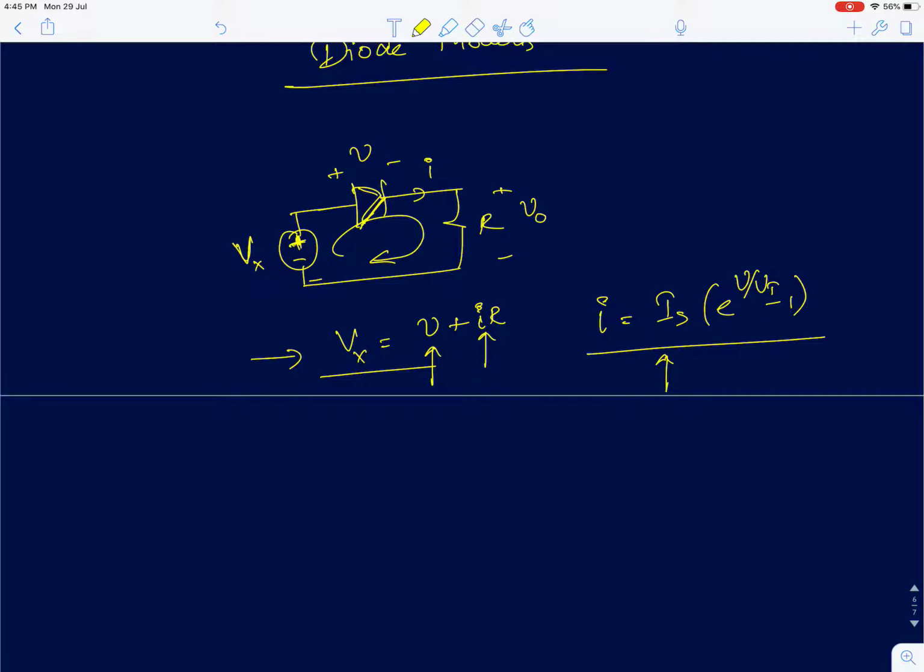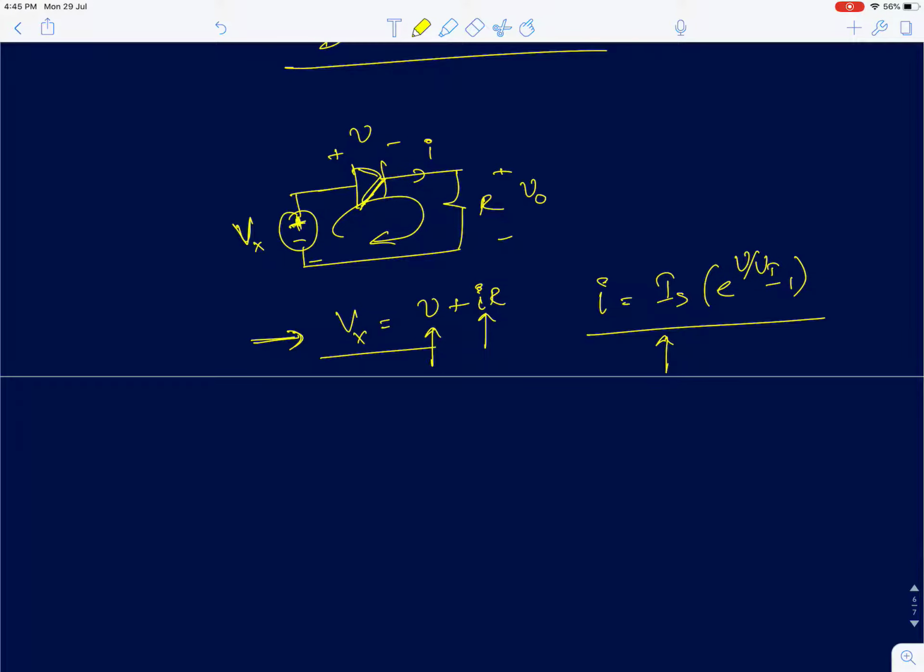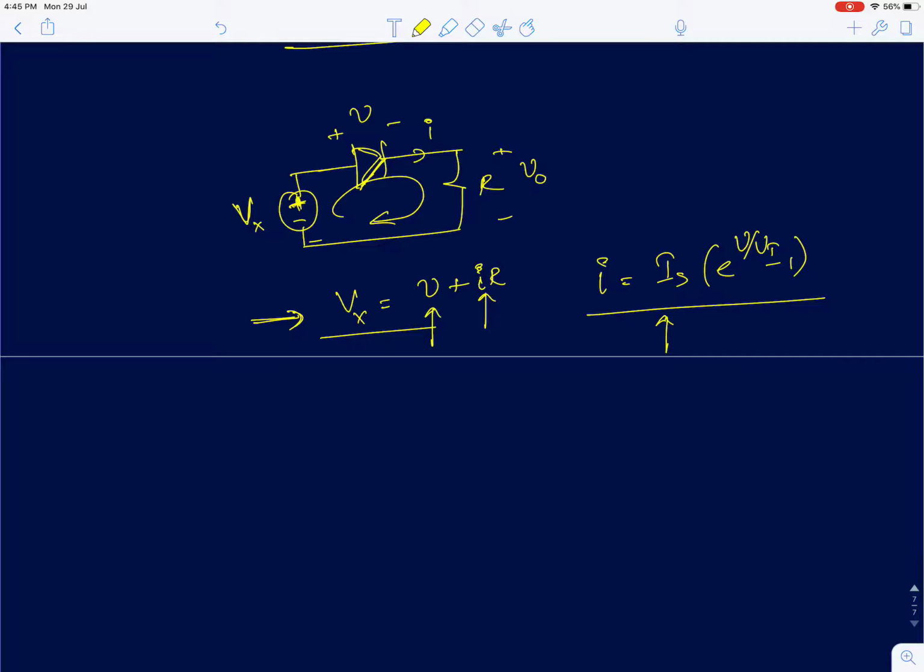So even in a simple circuit, if you just add one diode, it becomes extremely difficult to do hand calculations. Therefore, we need to develop simple models which can greatly simplify the analysis of diode circuits, wherein we can do hand calculations and at the same time get very accurate results. That is the motivation behind going for models for diodes.